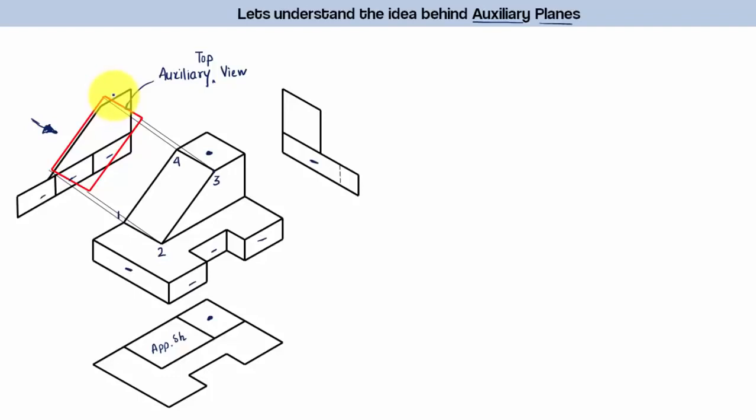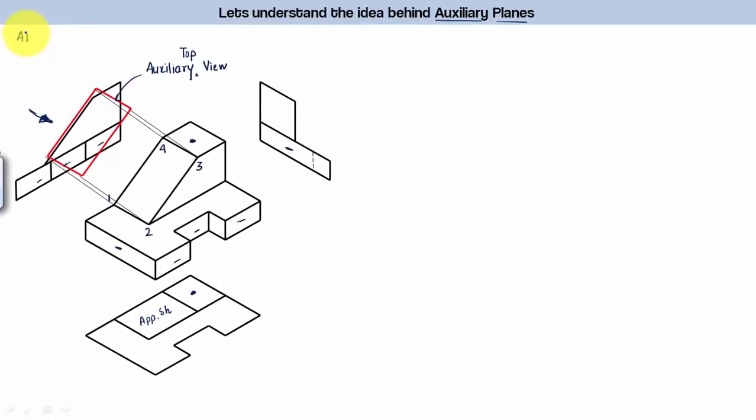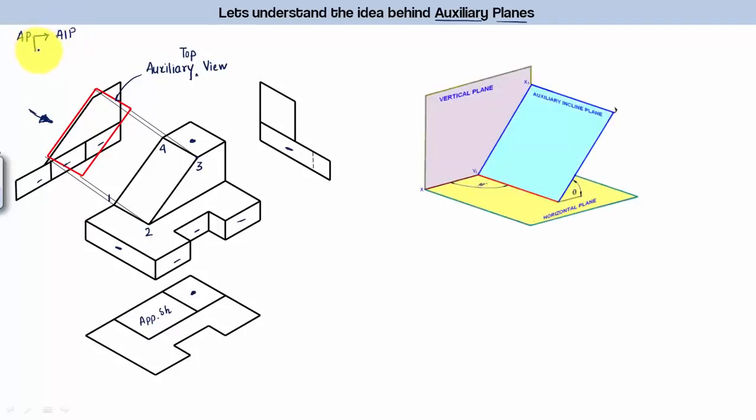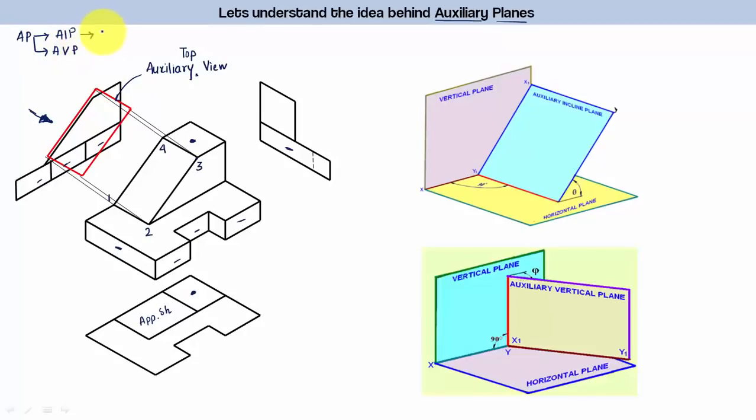Now again, you guys might be confused as to what an auxiliary inclined plane is. Let me go ahead and tell you that auxiliary planes are basically of two types. One is auxiliary inclined plane, while the other one is what you call an auxiliary vertical plane. When you speak of an auxiliary inclined plane, it is perpendicular to the vertical plane and it is inclined at a certain angle to the horizontal plane. Okay, and the sort of view that you obtain over here is what you call the auxiliary top view.